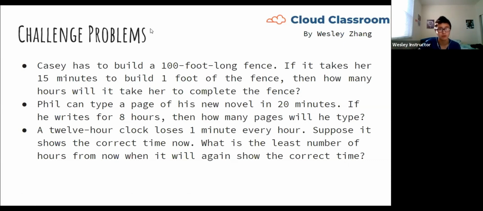So multiple rates going on there. 1 minute and 1 hour, and we need to use a conversion. 720 minutes in 12 hours.